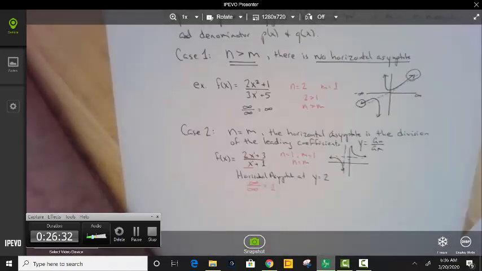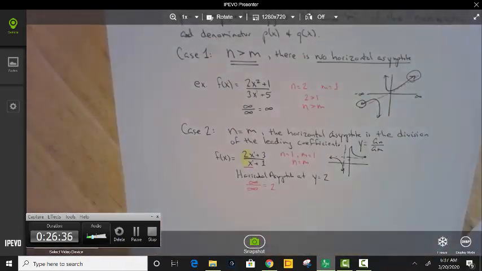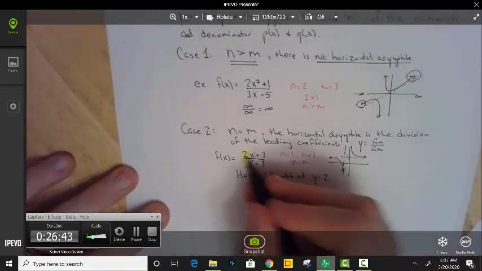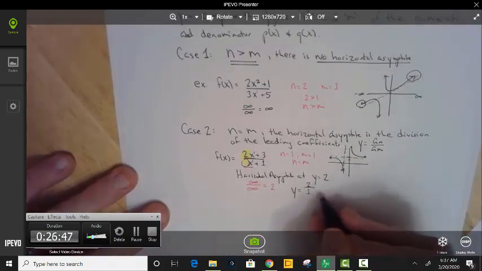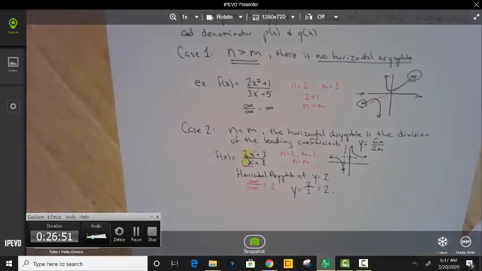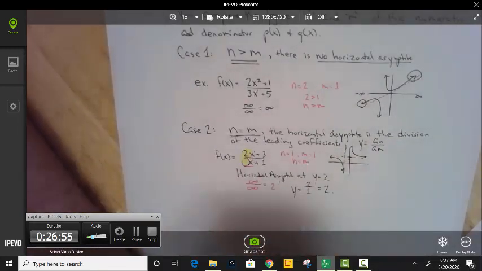So in context of this problem here, what we're talking about is when the powers on top and bottom are the same, we look at these leading coefficients here. So we see that it's y equals, the leading coefficient on top is 2, the leading coefficient on the bottom would be 1, and 2 divided by 1 does indeed give us 2. Okay, so that's what happens if the degree on top is the same as the degree on the bottom.